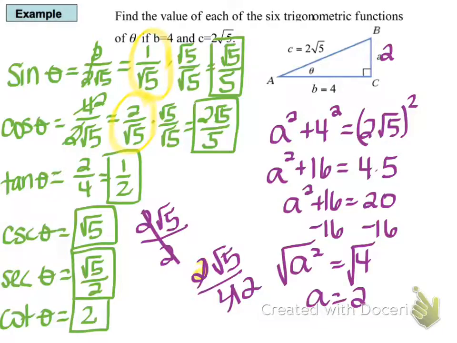Now, if you used the idea of the right triangle for cotangent, we would do adjacent over opposite, 4 over 2, which also simplifies to 2. So you can see that once you get your right triangle filled in, you can use SOHCAHTOA and the reciprocals to get all of the values of the trig functions.